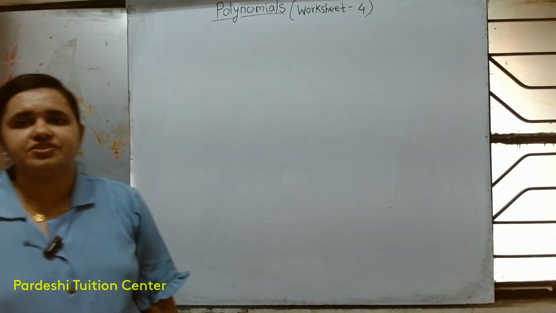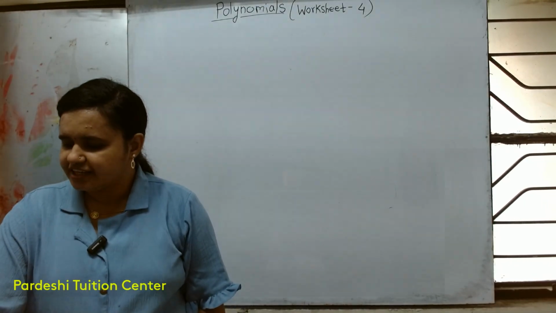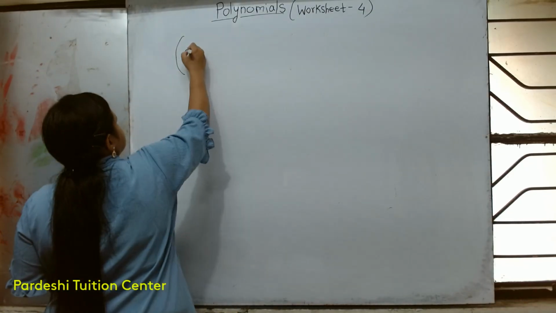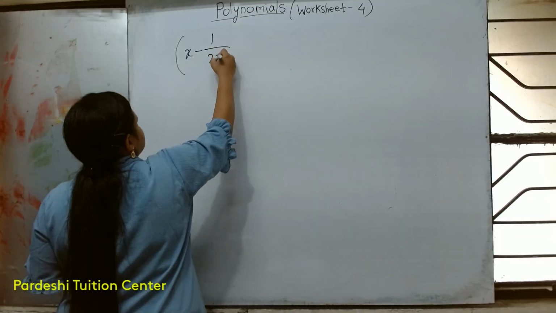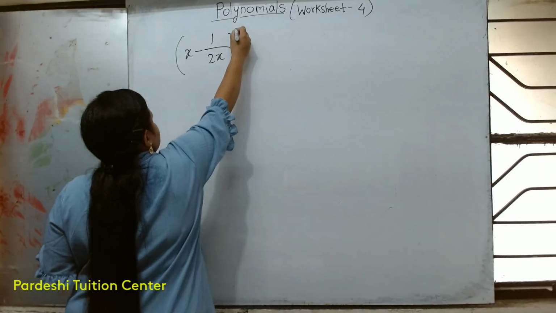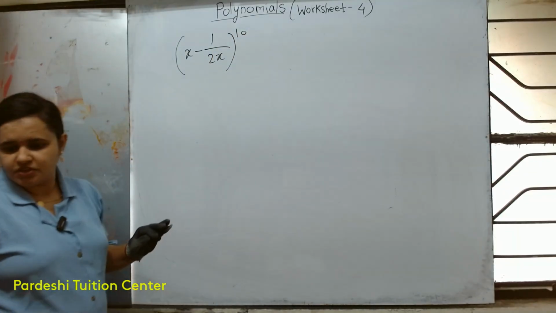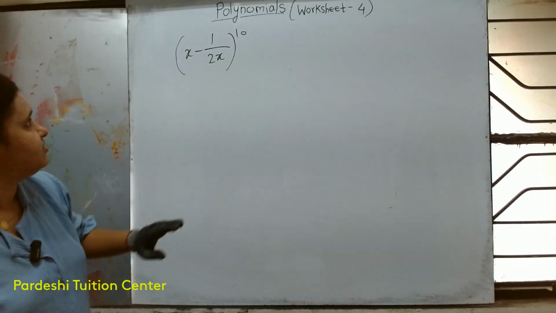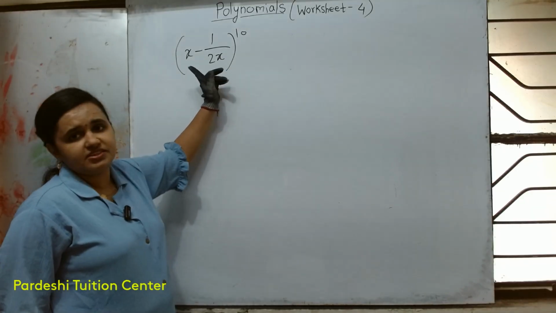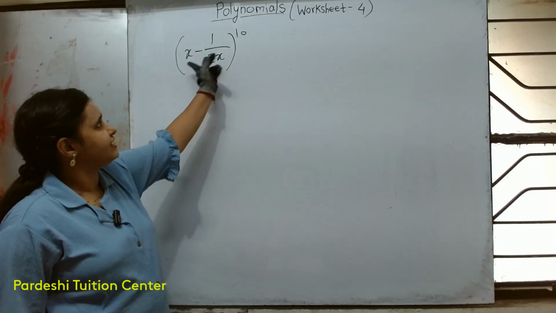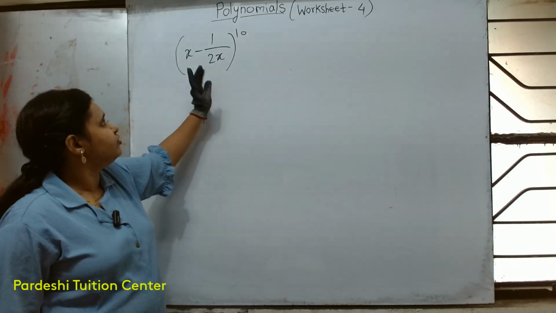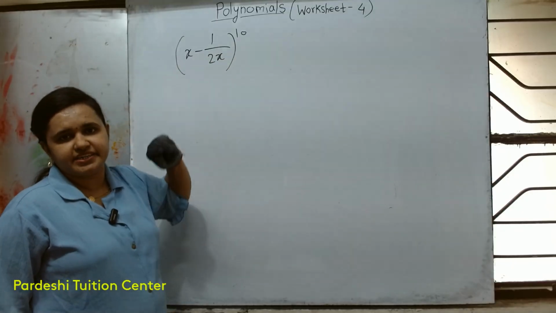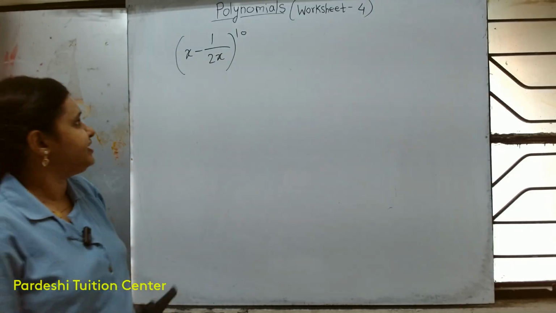Now second question. The middle term in the expansion of x minus 1 upon 2x to the power 10. Okay. We have to find the middle term. We have to find the middle term of this expansion. If we expand it, we have to find this middle term. We can't expand a minus b to the power 10. It will be too complicated. So we have to find the middle term of this.